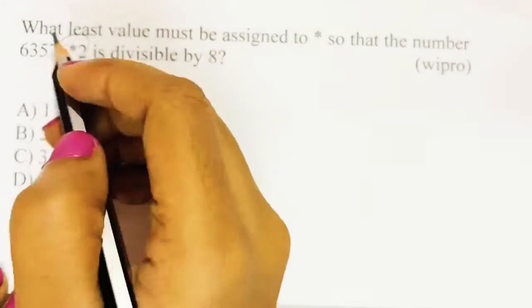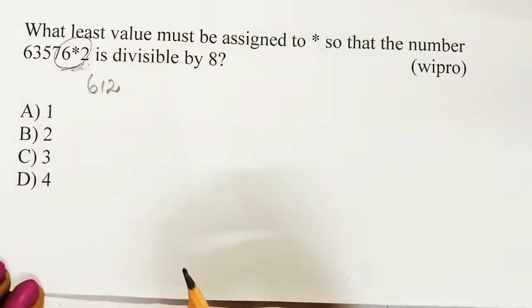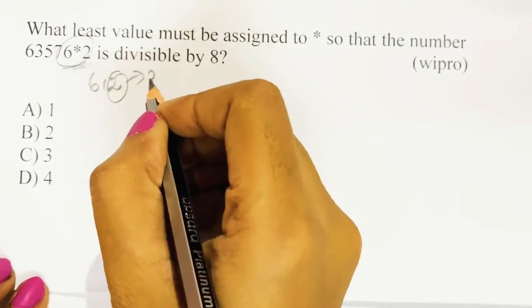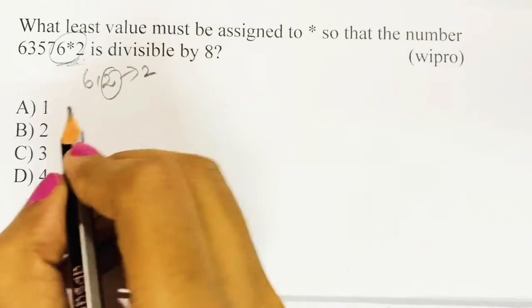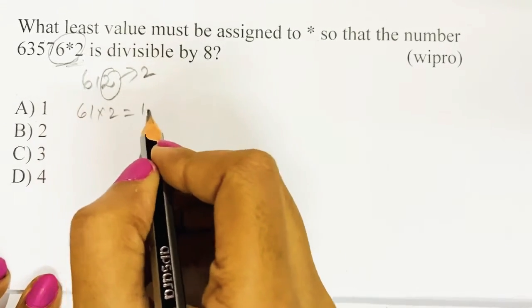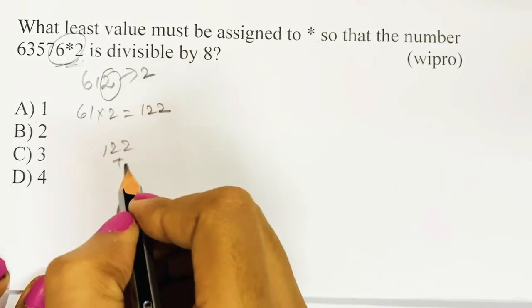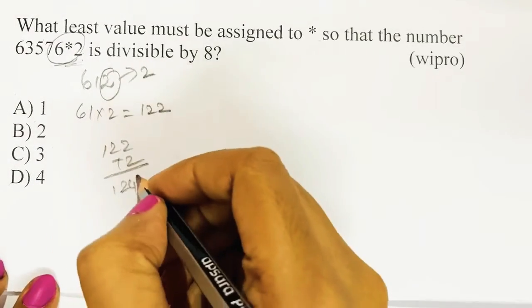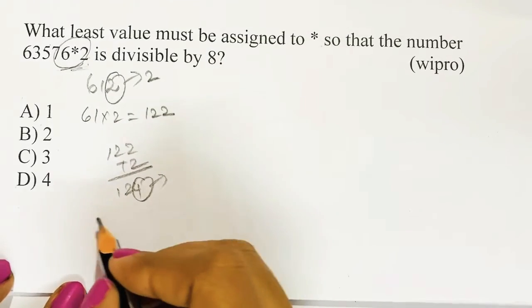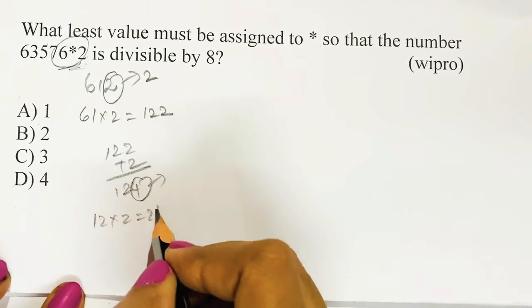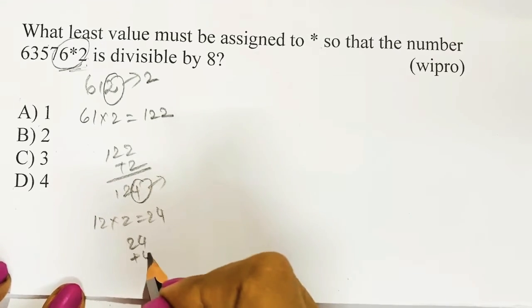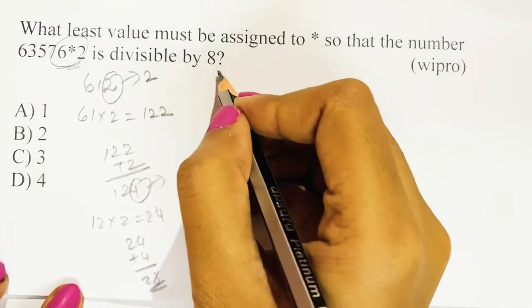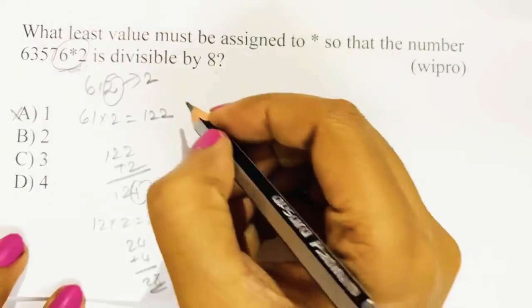So the number will be 612. To check whether 612 is divisible by 8, we will take the last digit out and add it to the double of the remaining, which is 61 into 2, 122. So 122 plus 2 will be 124. To check whether 124 is divisible by 8, again we take the last digit out and add it to the double of the remaining. 12 into 2 will be 24. 24 plus the last digit 4 will be 28. We know that 28 is not divisible by 8. So option A cannot be an answer.